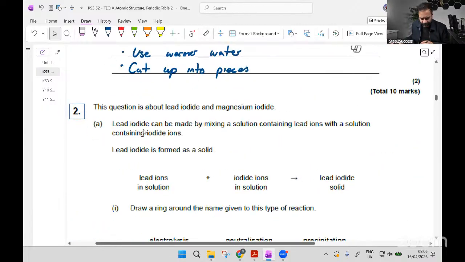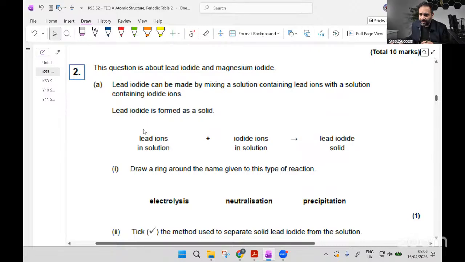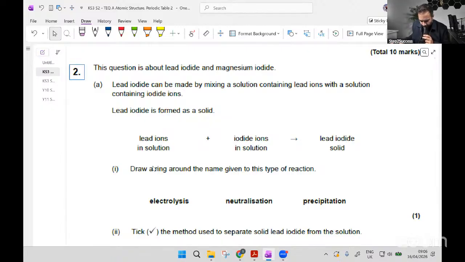Booklet 2, 2I. Okay, I'll tell you what it is. This type of reaction is, it must be precipitation. Let me just see. Yeah, it is. It's a weird one that.